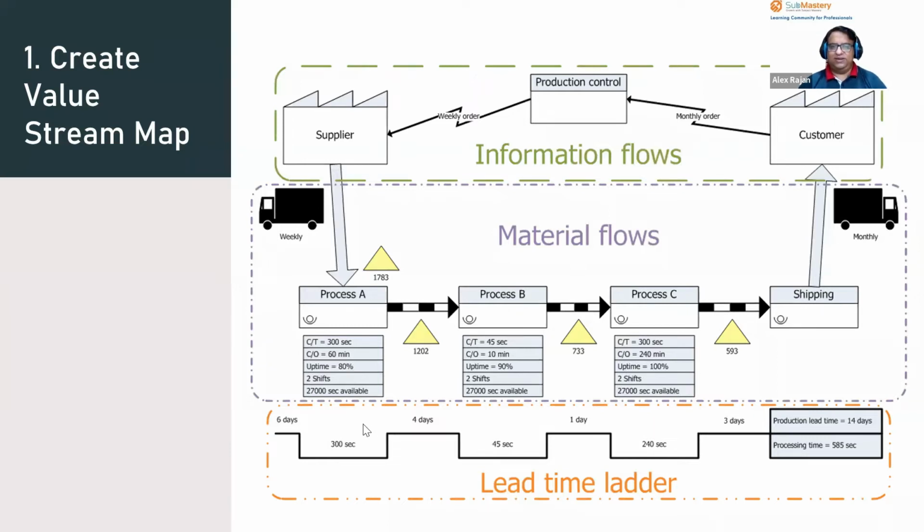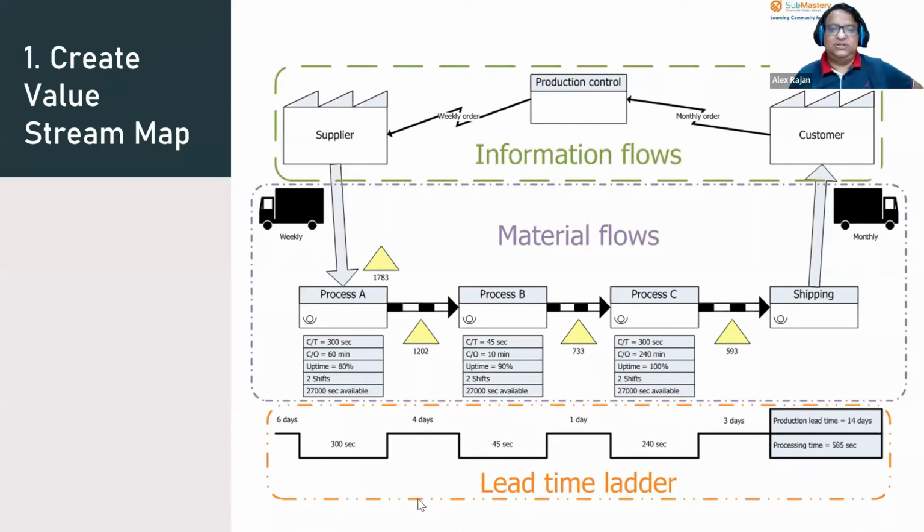But when you look at the waiting time, the production lead time, it is 14 days. So 14 days is the production lead time from procuring the material to shipping the material and the customer receiving it, the total production lead time. This is called the time ladder.